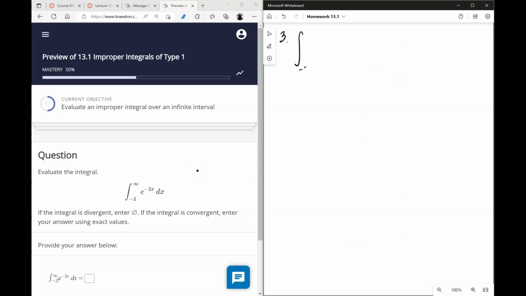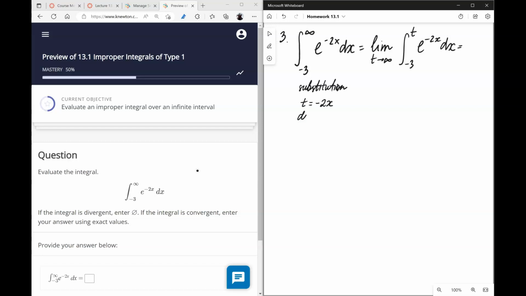We have another improper integral with infinity in the upper limit. So we're going to set it up as the limit problem. t goes to infinity. The integral is now from -3 to t. And we're going to do this one by substitution, or we can just recognize the formula here, but let's just go with substitution. So dt is -2 dx, dx is -1/2 dt.